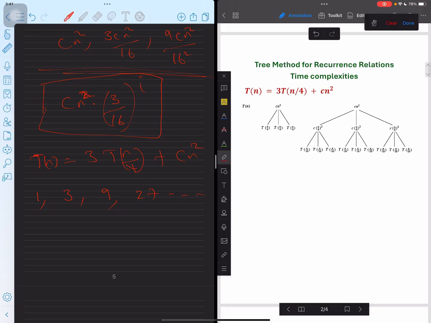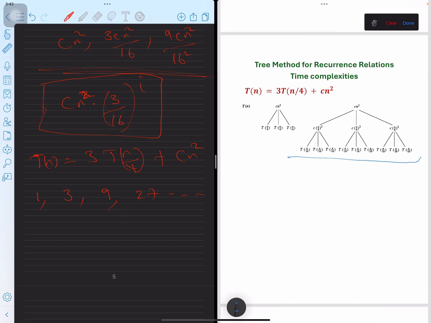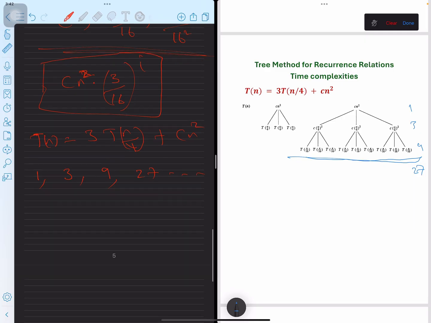If you go back to this tree, just look at this tree. You see this tree? Count them. This one is producing 9. So what you have now is like 1, 3, 9, and so on and so forth. The next one is going to be 27. So that's the series I'm referring to. That's like the total number of solved problems you're going to keep getting.